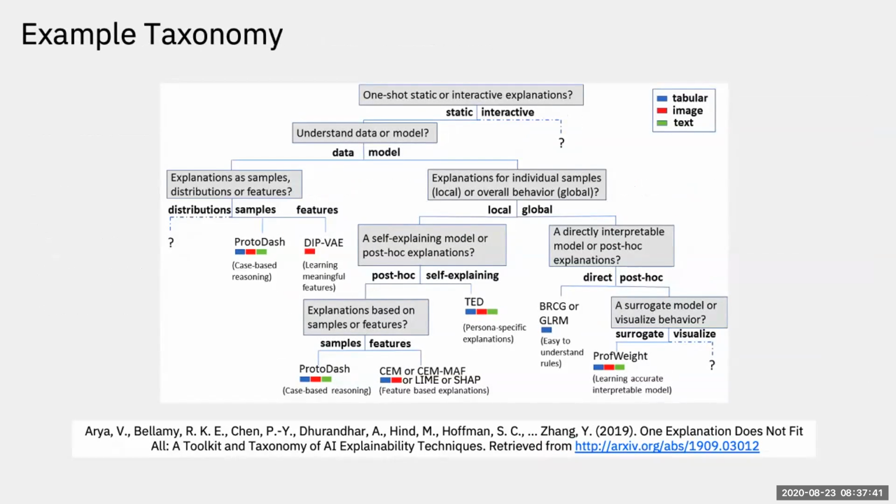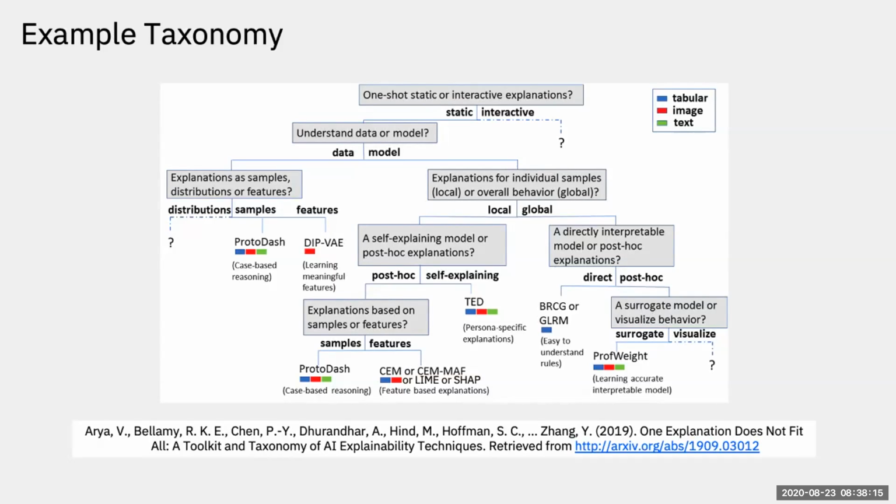Building upon the four dimensions or four dichotomies on the previous slide, here's an example taxonomy from the AI Explainability 360 open source toolkit for methods of explaining. And this would be used when you come to a new problem and you don't know what sort of explanation method is appropriate for you or for the personas that are going to be consuming those explanations.